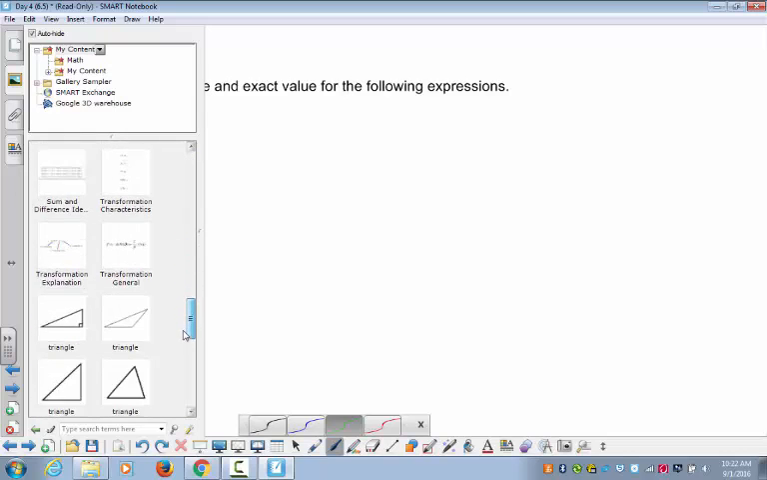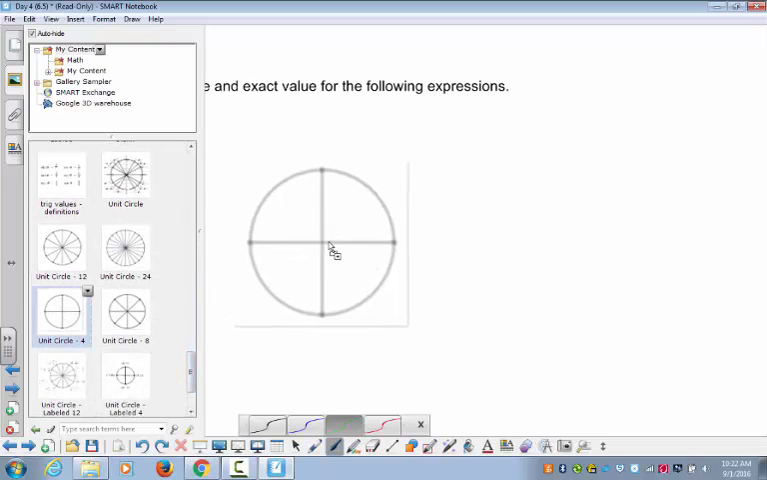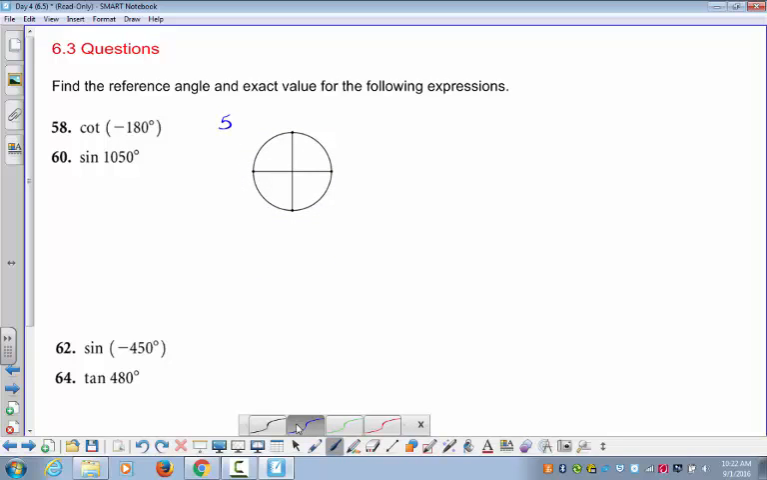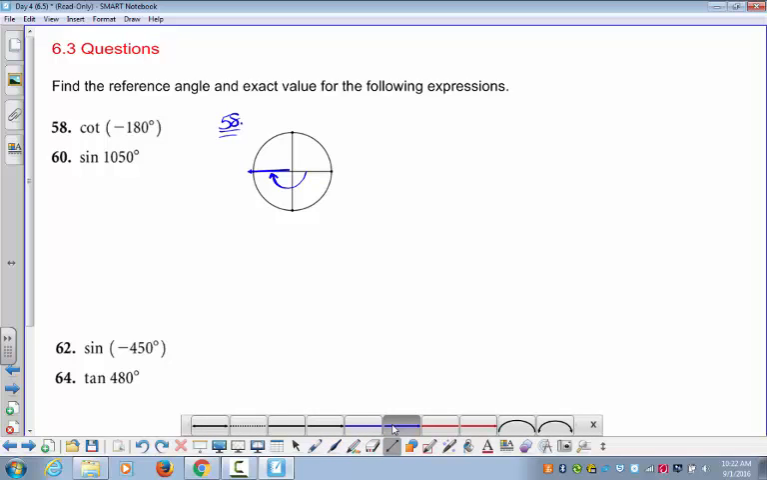Let me get down to my circles here. For negative 180 we really just need this. So let's look at that first. Again, we're not dealing with an application, we're not dealing with bearing, we're just dealing with an angle. We start at the positive x-axis. Counterclockwise is positive, clockwise is negative. So negative 180 would be over here. That would be the angle that we're dealing with, so it has a terminal ray like that.